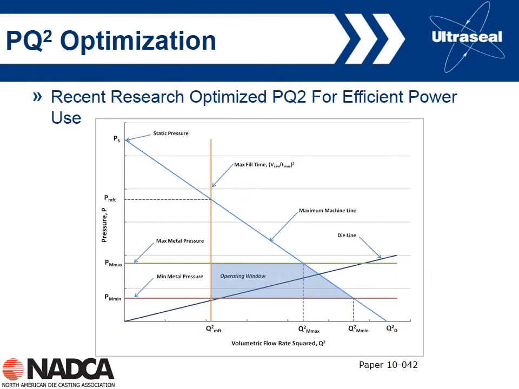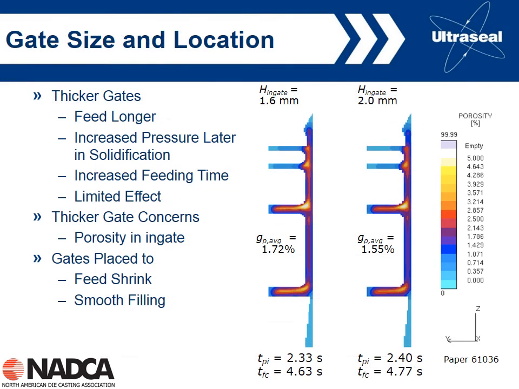Then obviously PQ squared, we need to optimize the die for the machine, and to do this we use PQ squared, to make sure that the machine is capable of filling the die the way it was designed to be filled. And then we also want to think about the gate size and the location.